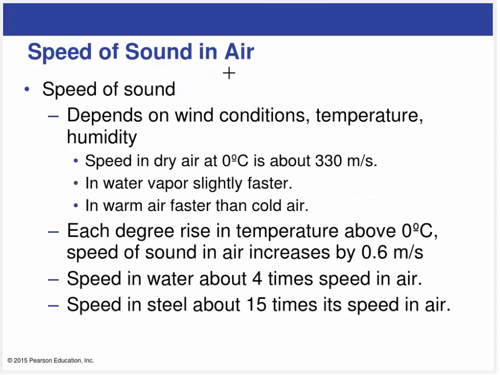Now, I will primarily talk about sound in air. Air is a gas, and something that we know is that the speed of sound depends on temperature, humidity, wind, and a whole bunch of other things. In dry air, sound travels about 330 meters per second, and that's at freezing, 0 degrees Celsius. Room temperature is 20 degrees Celsius or so. As a rule of thumb, you could use 340 meters per second, or 343 meters per second.